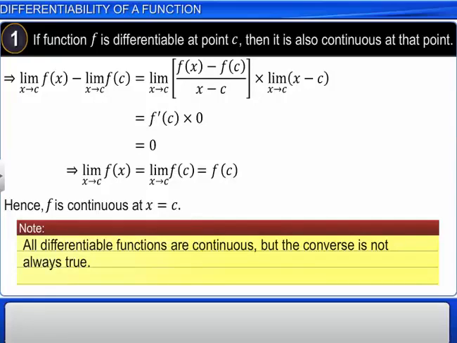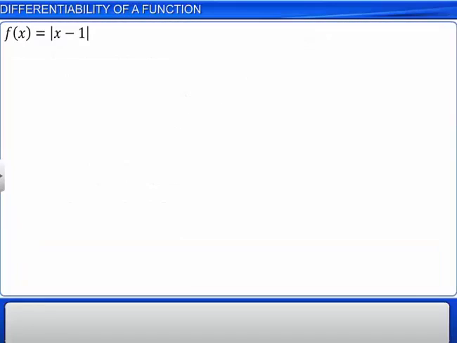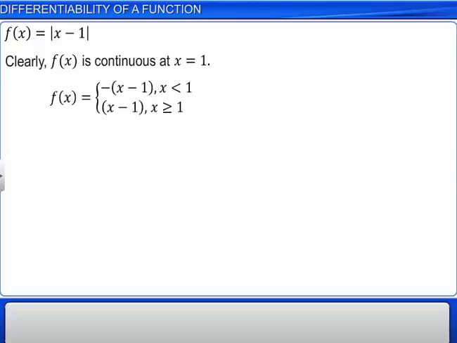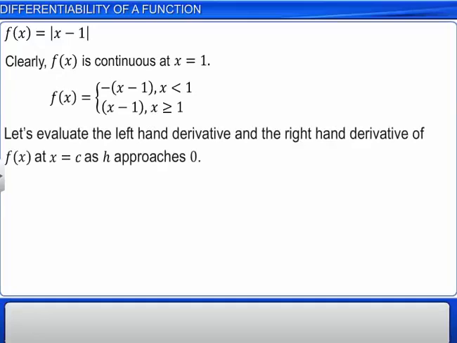Let's verify this with the help of an example. Let's look at the function defined by f of x is equal to modulus of x minus 1. Observe that this function is continuous at x equal to 1. The given function can be written as shown. Now, to check the differentiability, we have to first evaluate the left-hand derivative and the right-hand derivative at c equal to 1 as h approaches 0.